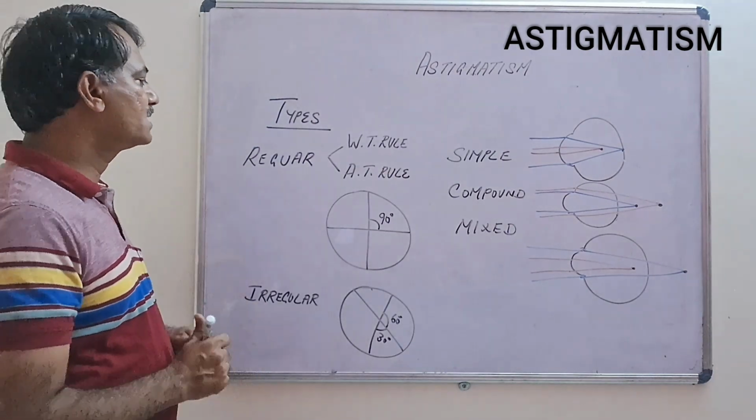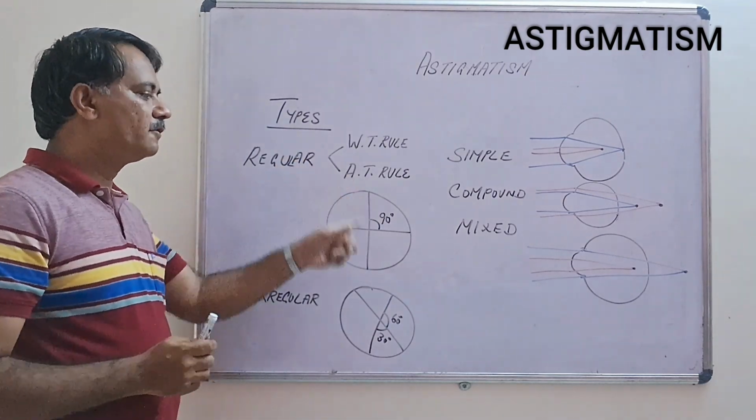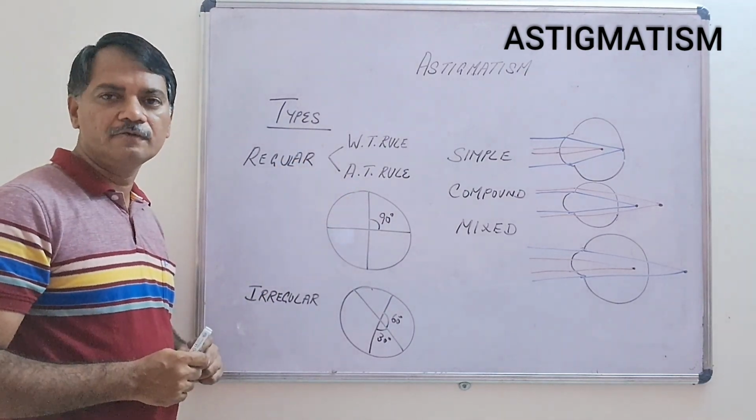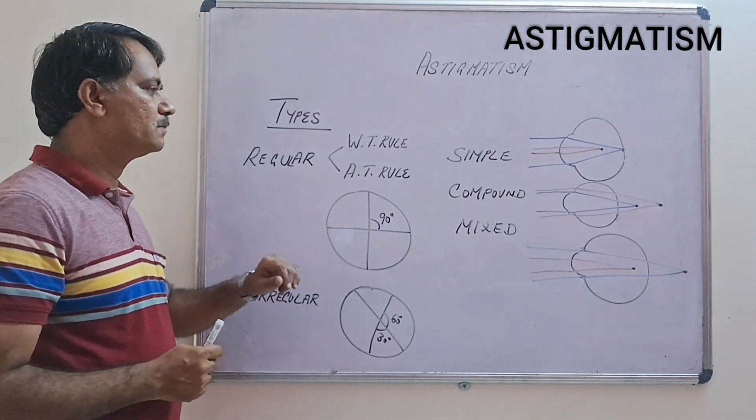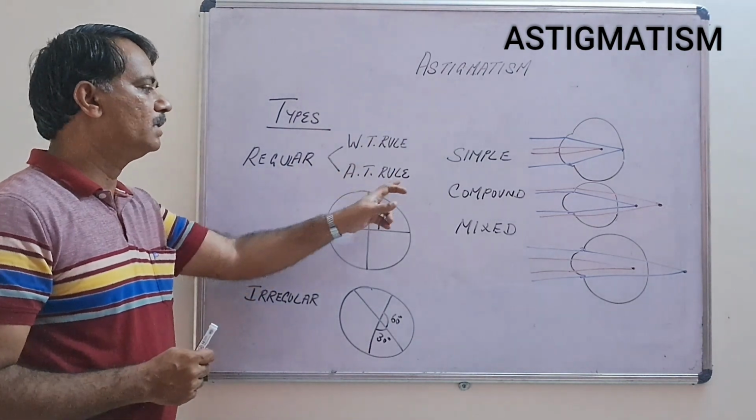Coming to regular astigmatism, we have two types of regular astigmatism. One is the with-the-rule astigmatism, another is the against-the-rule astigmatism.